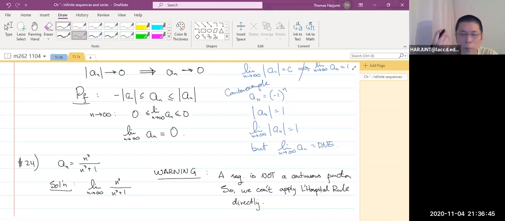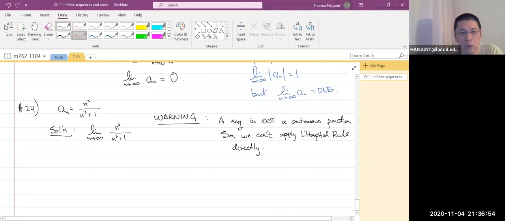Okay, so do not apply L'Hopital's rule here. Don't say, oh, you know what, I applied L'Hopital's rule, so I have the limit of 3n squared, blah, blah, blah. No, no, no. But on the other hand, I can think of 3 different ways to do this, and 2 of them are actually quite similar.